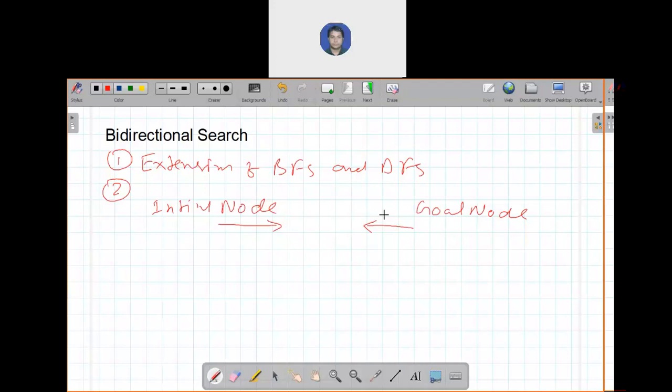Okay. Let me give you one example. In BFS, what we do is start from one node, which is the start node, and look for our goal node. And the same in DFS. We start from our place and reach our goal node. Okay, we followed this in BFS and DFS. Suppose there is one example.